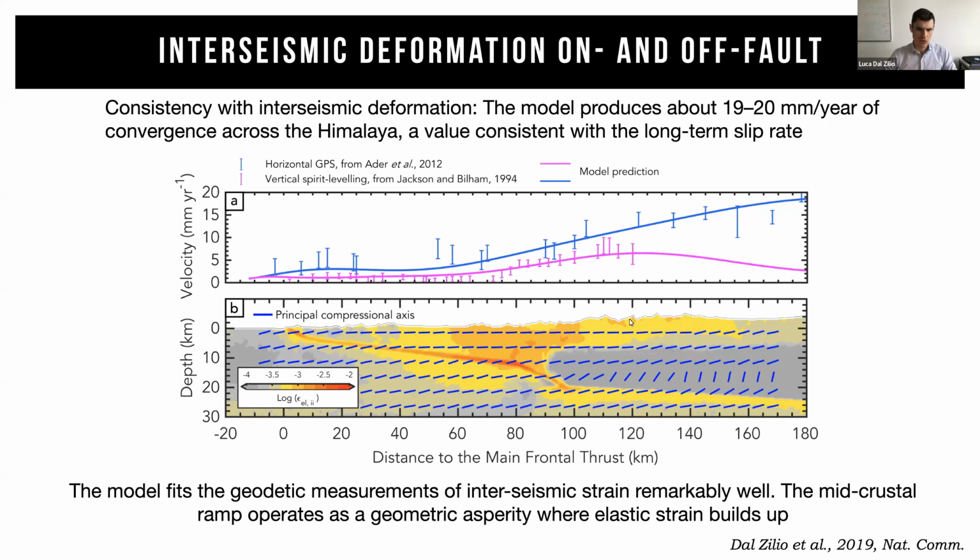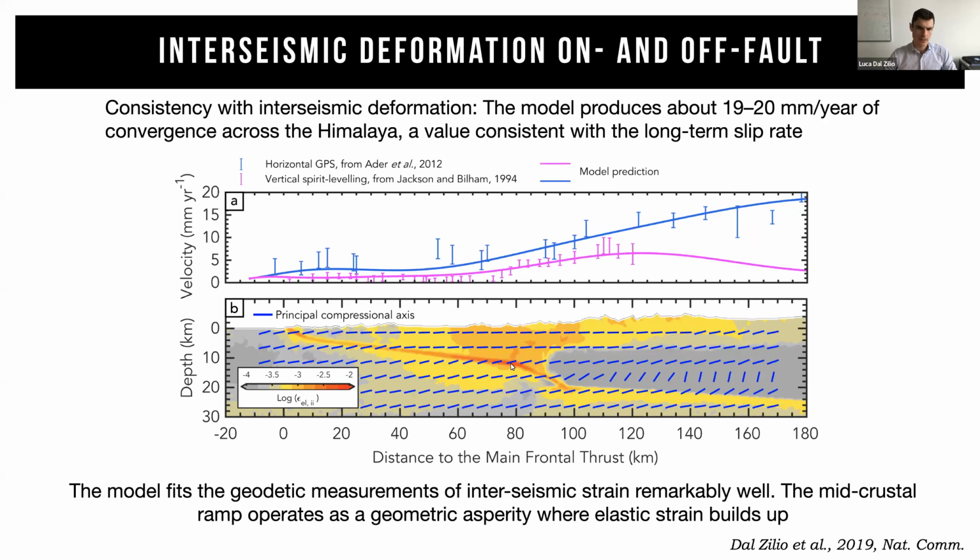When we look at the distribution of strain, which is this color map, in particular the elastic strain, you can see that most of the strain is localizing on the fault, and then also within the wedge, particularly in this frontal part of the wedge, where we have the transition from the décollement to the mid-crustal ramp.